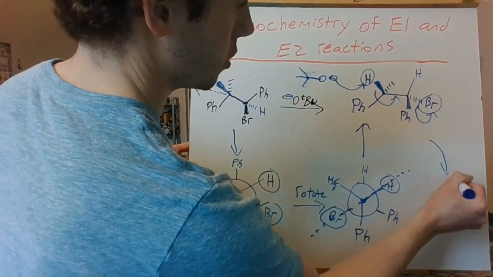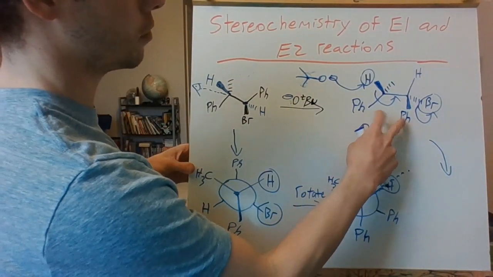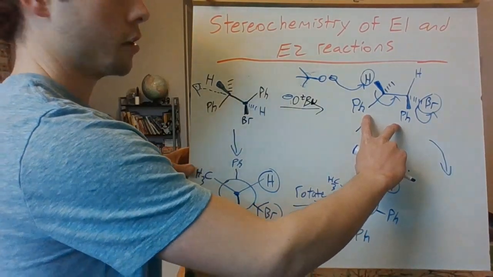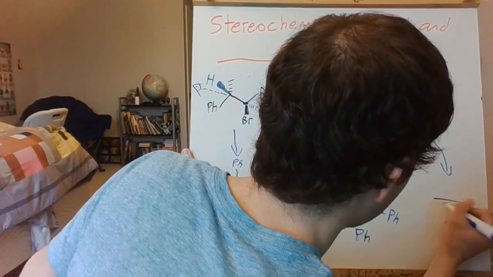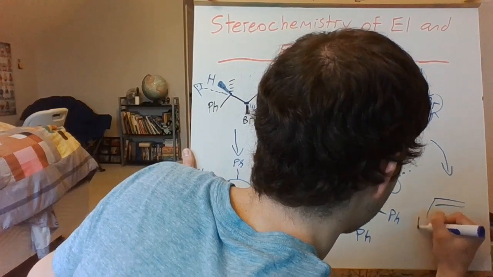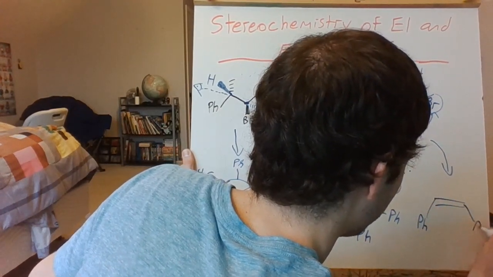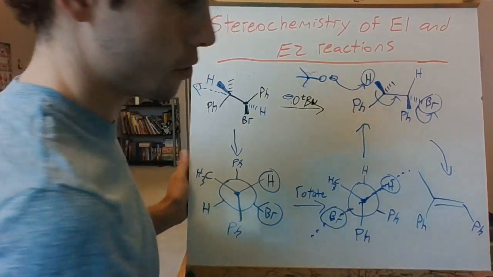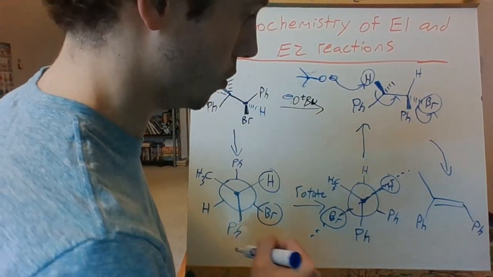So what does this give us? If we look, we see that the phenyl groups are on the same side, and so they're going to be on the same side of the alkene. So we get a final product that looks like this, and then don't forget your methyl group that was up here. So our final product would be this shown here.